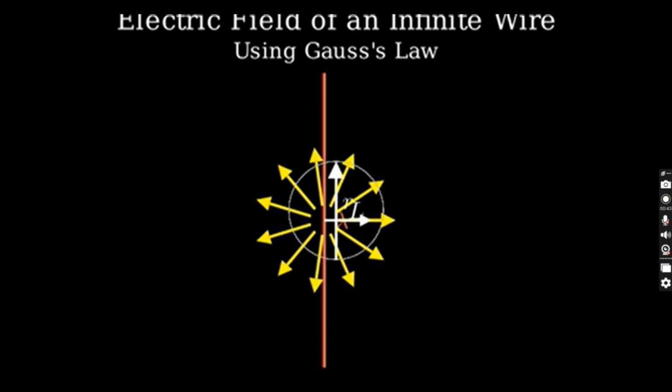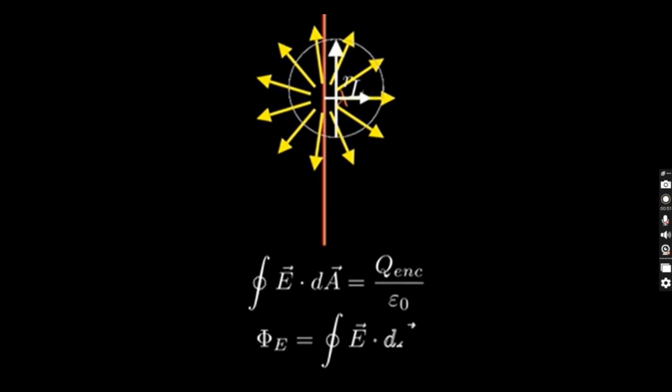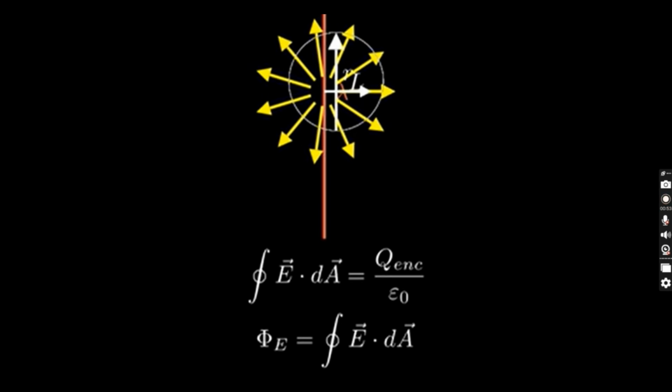Now, let's apply Gauss's law. Gauss's law states that the electric flux through a closed surface equals the enclosed charge divided by epsilon naught. The flux is the surface integral of E dot dA over the entire Gaussian surface.